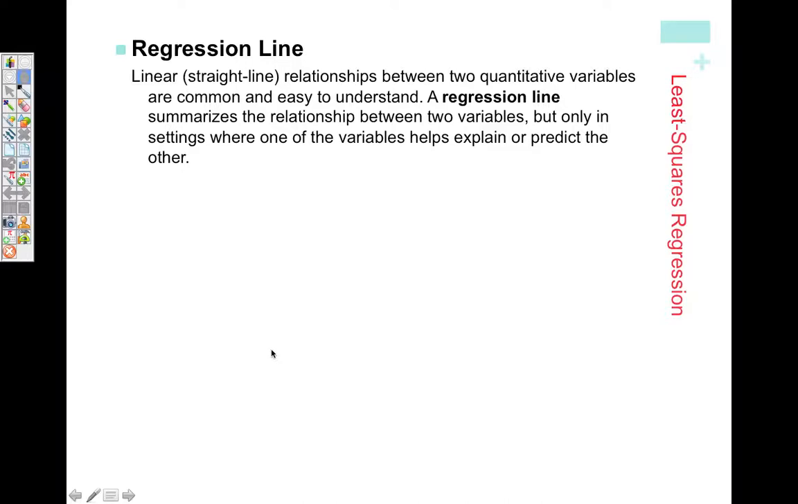So a regression line summarizes the relationship between two variables, but only in settings where one of the variables helps explain or predict the other. So this equation is for if the explanatory variable influences the response variable. They have to be dependent on each other. One has to explain, the other one has to predict the other. So maybe the length of someone's foot and their height. That would be an example where we could use a regression line.